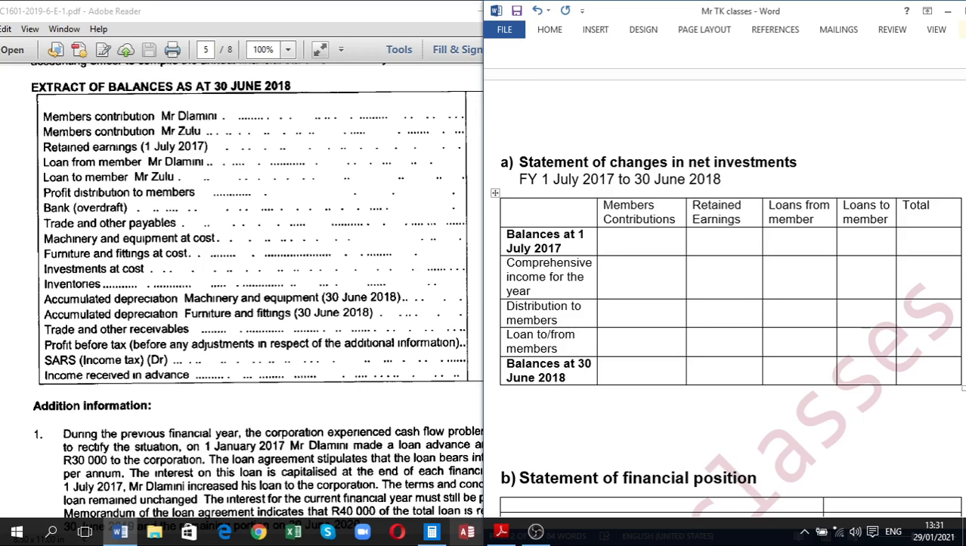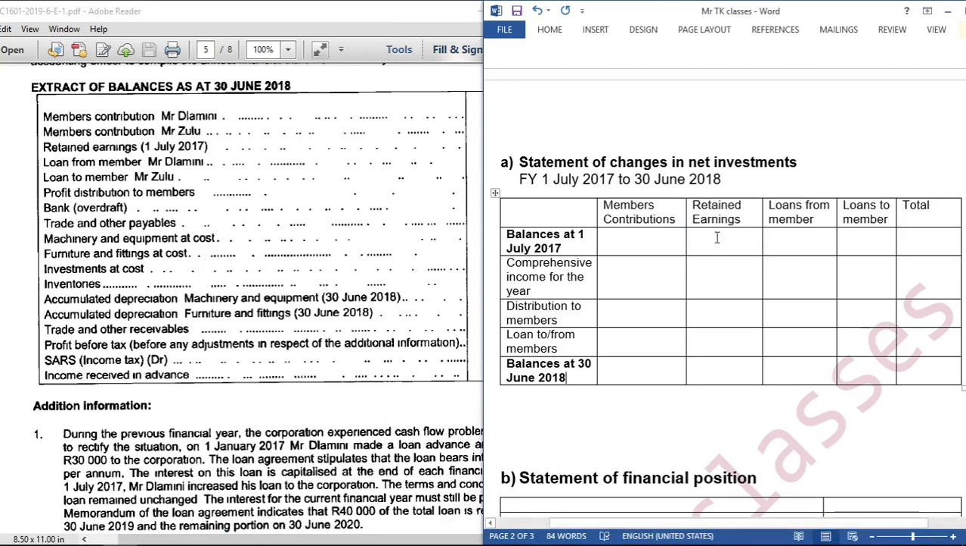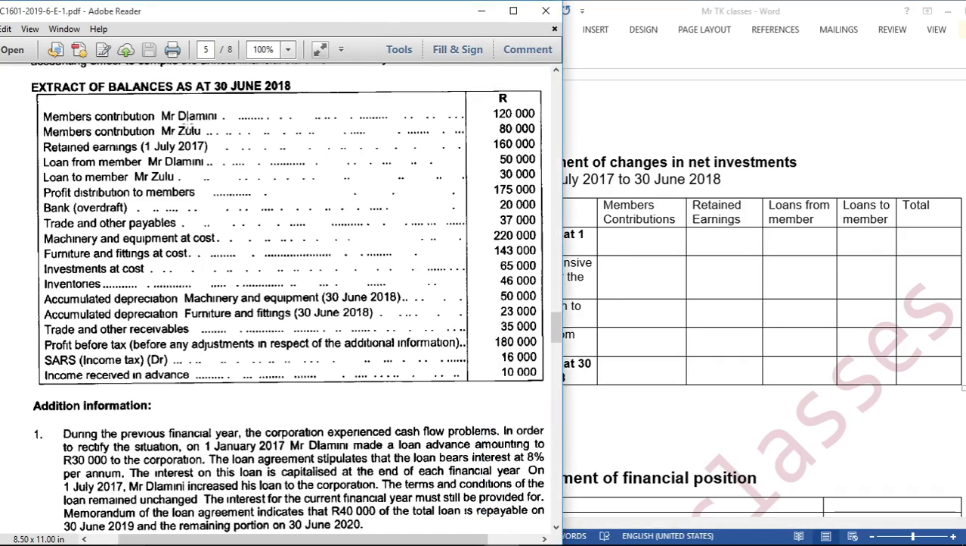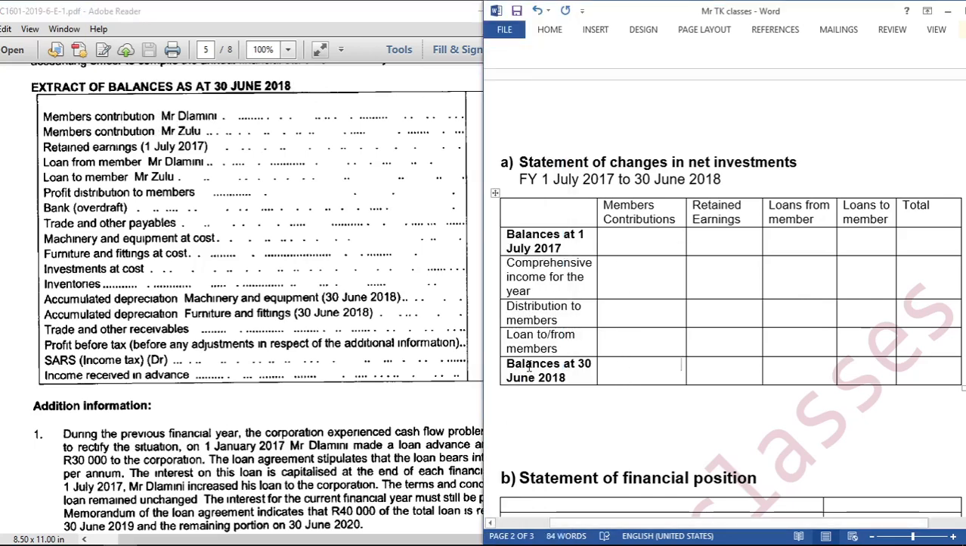All right. So now let us go through our information, and we use our information to answer this. All right. So balances at the beginning, members' contributions. You can see we have members' contributions here, 120,000 and 80,000. But are these balances at the beginning? Let us see. We can see that here there is no date written here, which means that these members' contributions are as at 30 June 2018. So we are going to write them here.